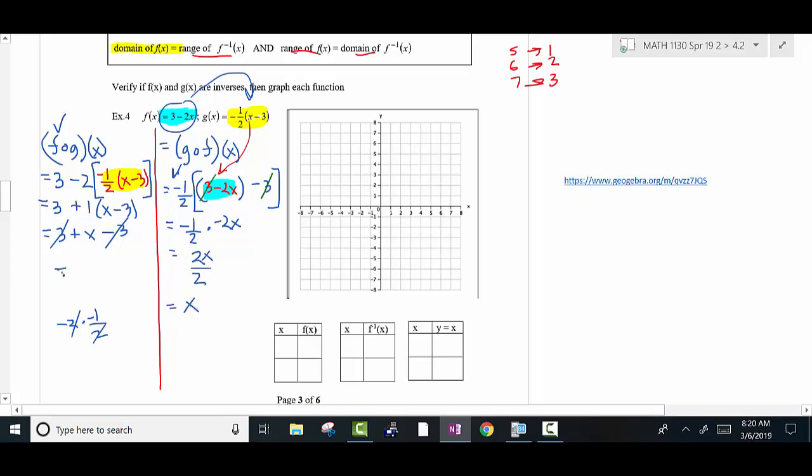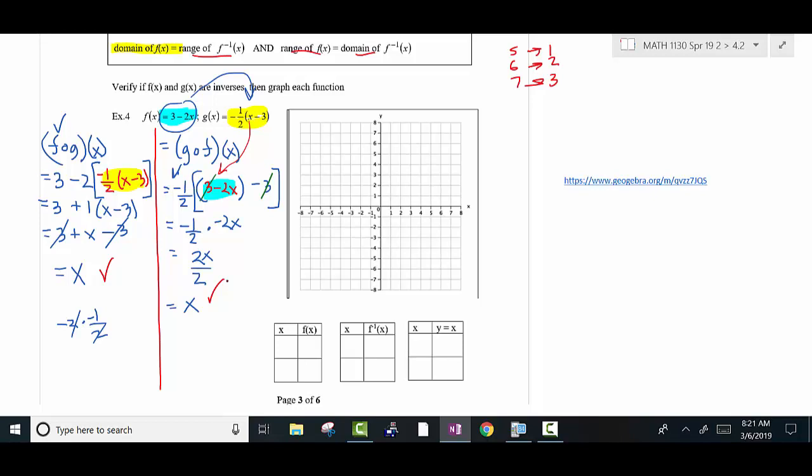So what happens on this is, when we did the composition both ways, we ended up getting x. That proves that those two functions are inverses of each other. And then we'll talk about what that is. All right, does that make sense, what I'm doing on the composition? Okay. Sometimes students, if they've never done that before, have a little trouble understanding how to plug it in. It's just one function goes into the x of the other function.